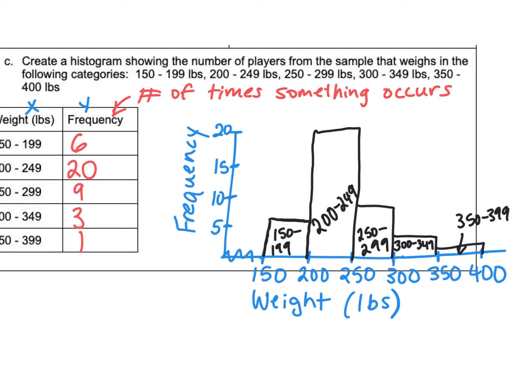So if I showed you either that dot plot, the stem and leaf, or this histogram, and I said, now make a prediction, what weight category do you think most NFL players would be in? 200 to 249. There you go. Probably 200 to 249. Good. Okay. Thank you for repeating that.